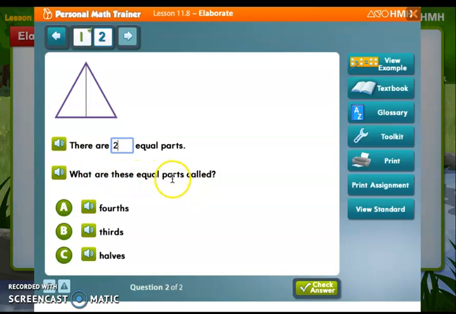What are these equal parts called? They're not called fourths because fourths would be 4 equal parts. They're not called thirds because thirds would be 3 equal parts. So it must be halves because halves mean 2 equal parts. So we're going to click that one.